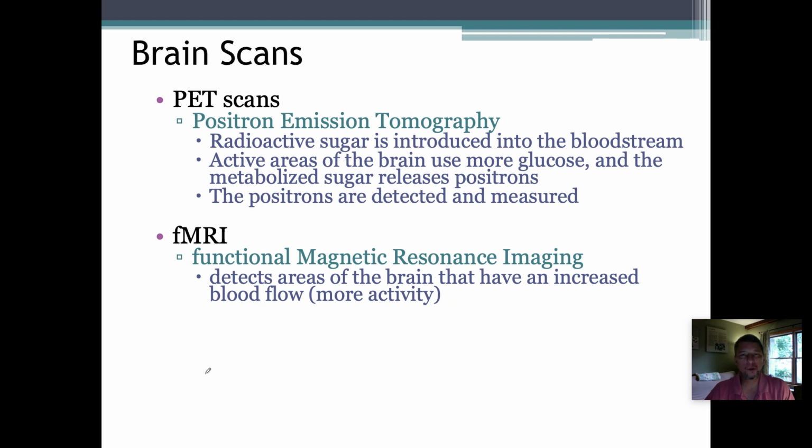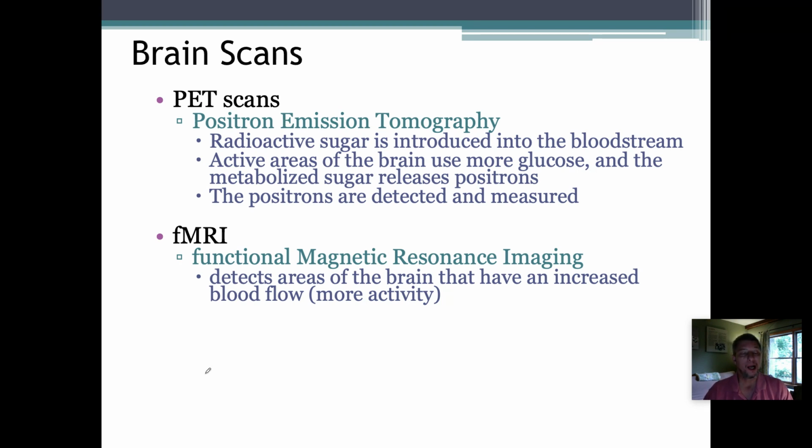All right, so when you introduce this radioactive sugar into the bloodstream, the area of the brain that is active is going to use more sugar than areas of the brain that are not active. And this metabolized sugar then releases positrons, not proteins, positrons. All right. The positrons are then detected and measured. So positron emission tomography, PET scans. All right. And some of you may have had a PET scan.